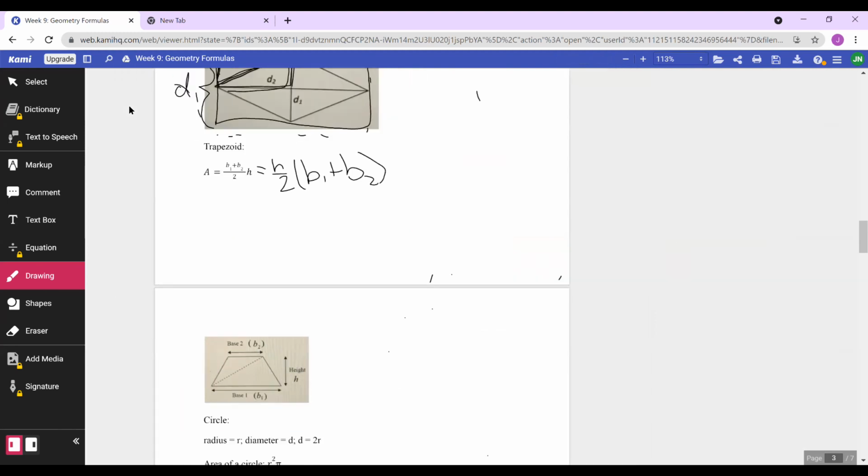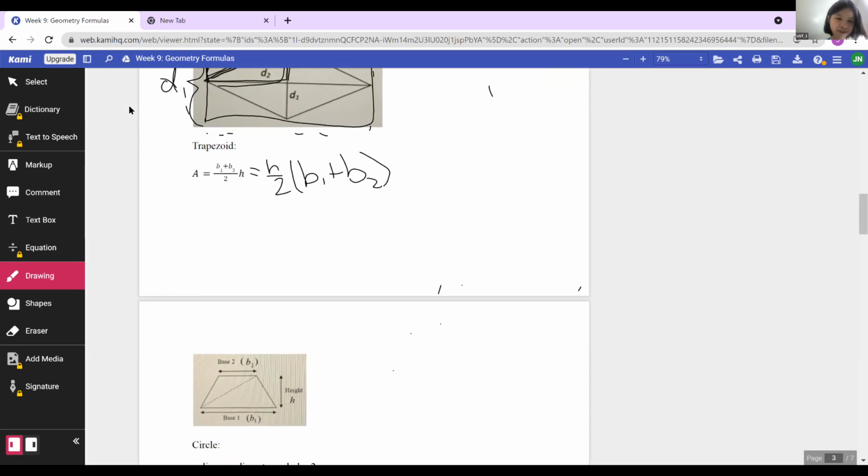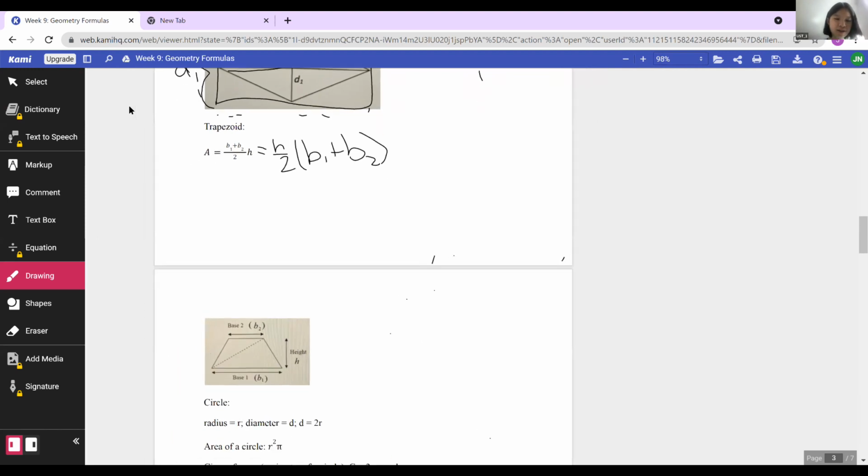Wait, I have a question. For this trapezoid, is it an isosceles trapezoid? Not necessarily. I think the diagram looks like that, but it doesn't have to be. You can double it and put another flipped trapezoid on the other side, and then you divide the area of the parallelogram by 2. Yeah, exactly. That's a smart way to prove it.